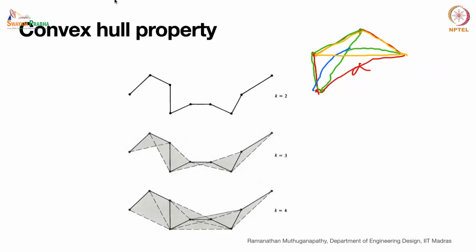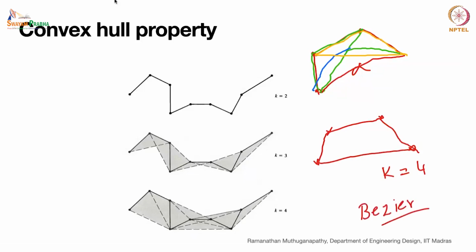Now, if k equals 4, what is the convex hull? It will be equal to the Bezier curve, sir, in this case. Fantastic. You already concluded that. So this is the convex hull, and this curve has to lie entirely within the convex hull. That means it becomes a Bezier curve. So the Bezier curve is a special case of your B-spline.